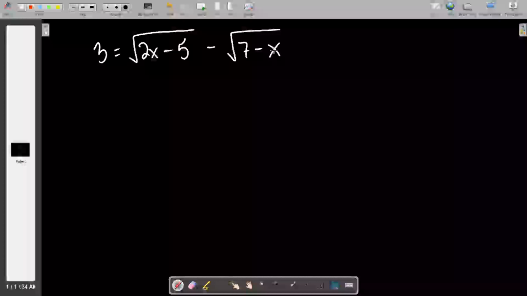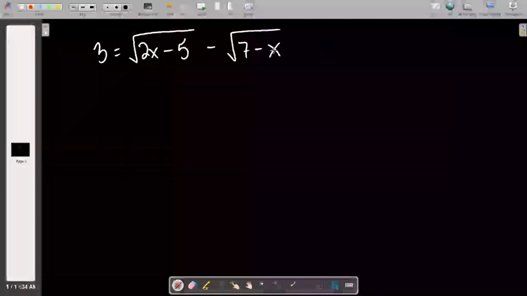So the idea of get the radical by itself doesn't work, right? Because there's two of them. You literally can't get something by itself when there's multiples. So yeah, you have a choice to make here. And I hope you agree with this assessment.